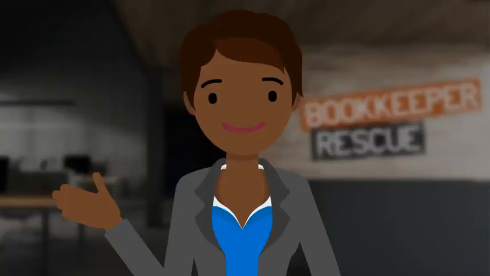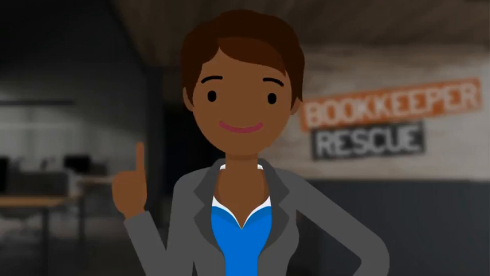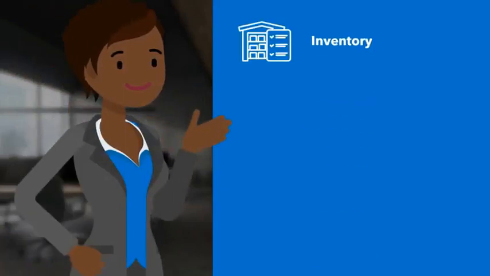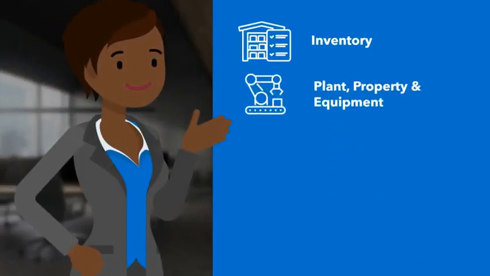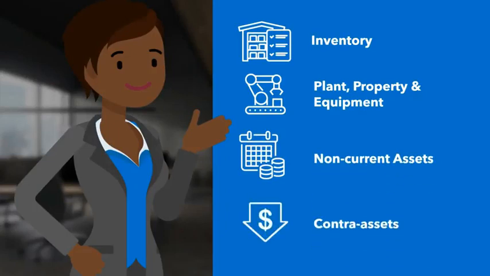Let's start by going over some common types of assets you'll see as a bookkeeper. Then after that, we can take a deeper dive into the specifics of accounting for each asset type. For example, we'll cover inventory, plant, property, and equipment, non-current assets, contra assets.